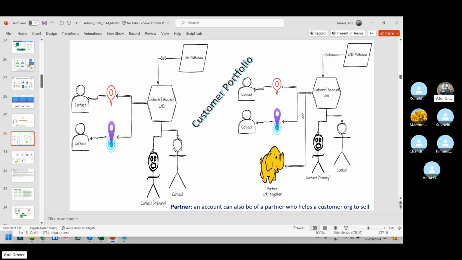Okay, now let's talk about the partner. Again, a small concept, not a big one. So we're going to be discussing this now. The concept of partner comes into the picture when you, as my customer, help me to sell my products to other companies. Then we become partners.